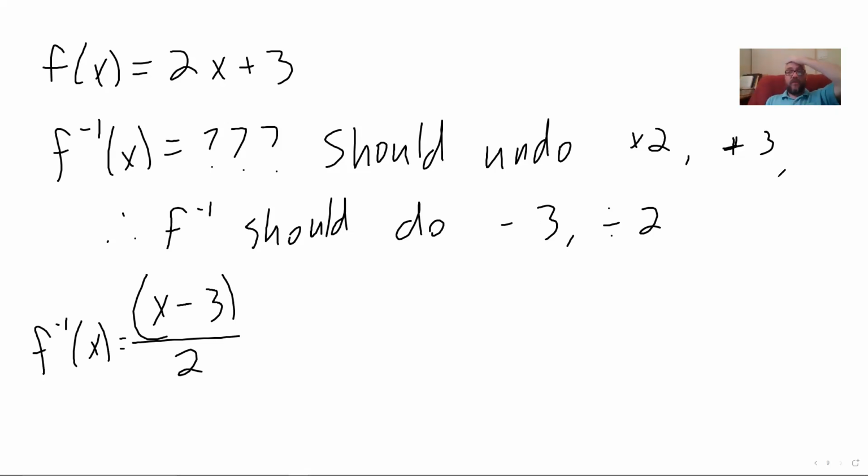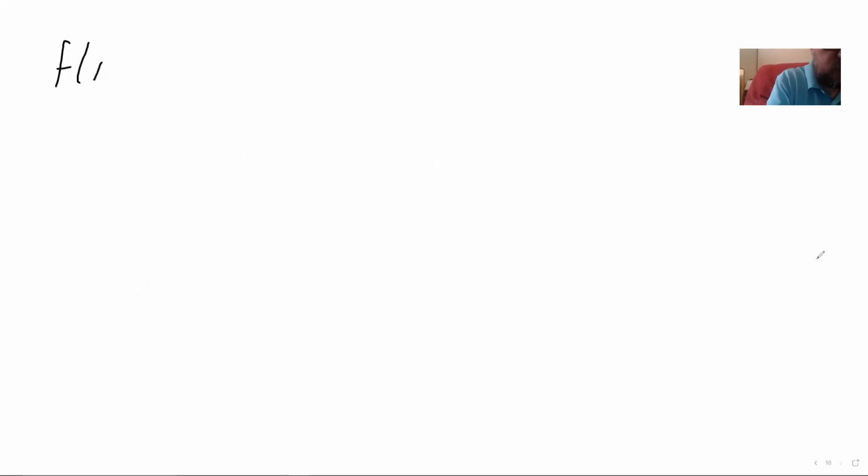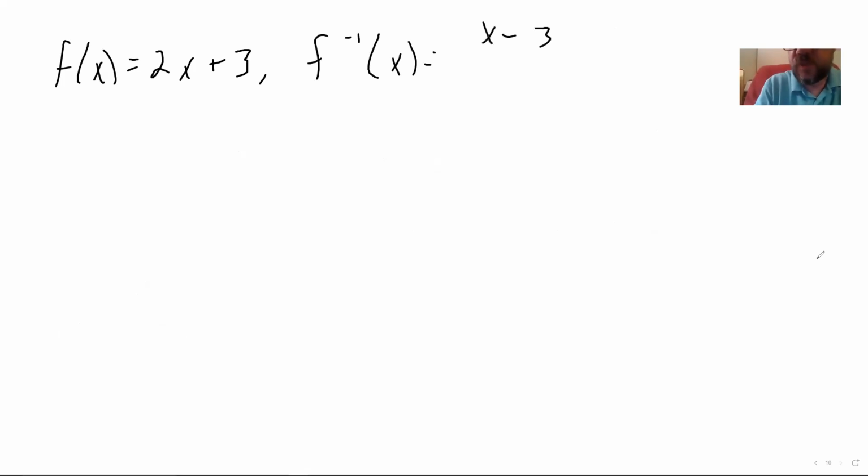So that is, in fact, what f inverse is. It's x minus 3 over 2. And I'll show you how you can tell that by doing this. So I'm going to do the next screen. I'm claiming that f of x is 2x plus 3, then f inverse of x has to be x minus 3 over 2. That's doing the opposite things in the opposite order.